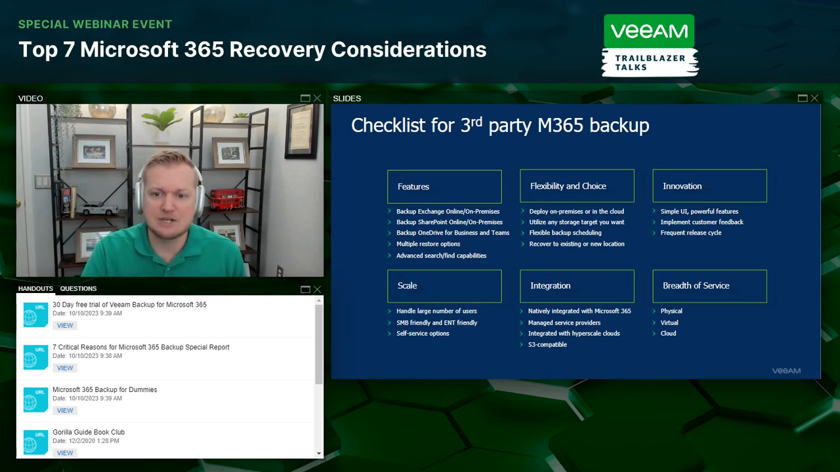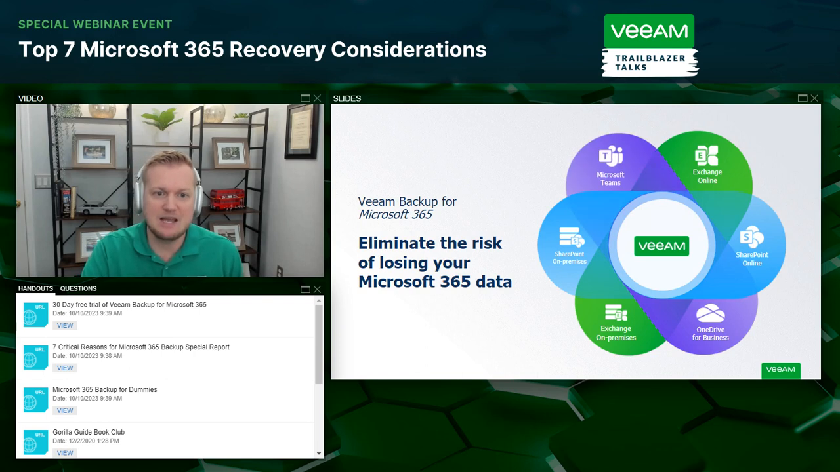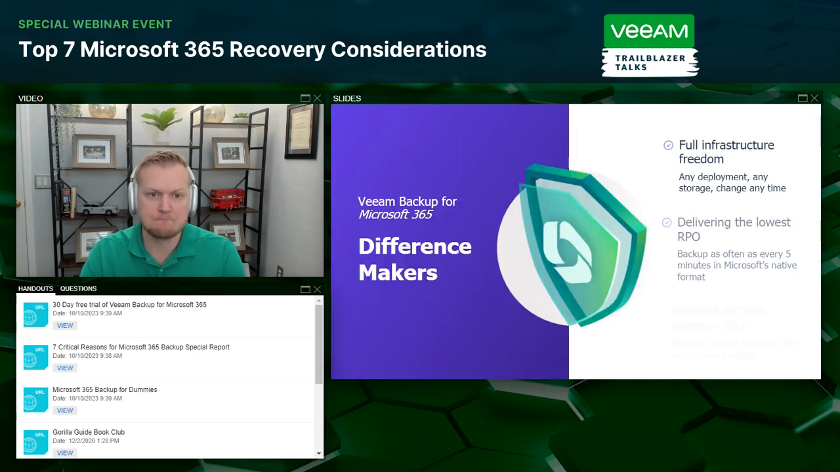So now I'm going to spend the last 10 minutes or so on the Veeam solution, how we do things on the M365 side. And we have a solution called Veeam Backup for Microsoft 365. And this is all about eliminating the risk of losing your M365 data, whether it's your Office environment, SharePoint, OneDrive, Teams, whether it's your on-prem as well, your SharePoint on-prem or Exchange on-prem environment. You get a really good hybrid data protection across all your apps.